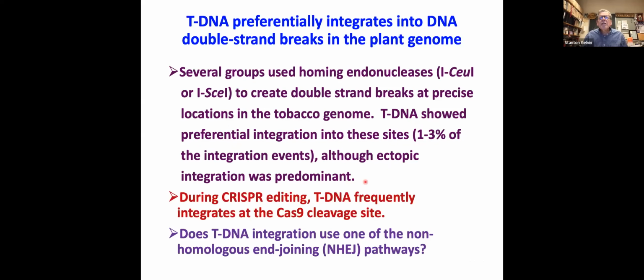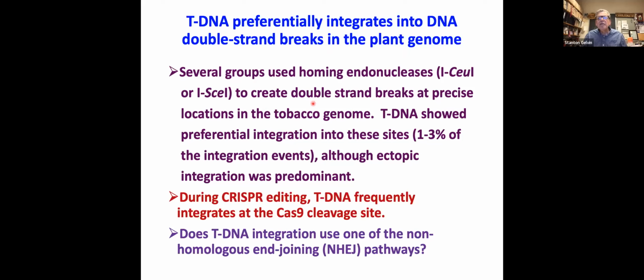So do you need breaks or nicks in the plant DNA to be able to integrate tDNA? It is thought that probably you do, but nobody has actually shown this for sure. For example, we know that if you make double-stranded breaks in specific places in the plant genome and then infect the plant with Agrobacterium, tDNA preferentially will integrate at those break sites.